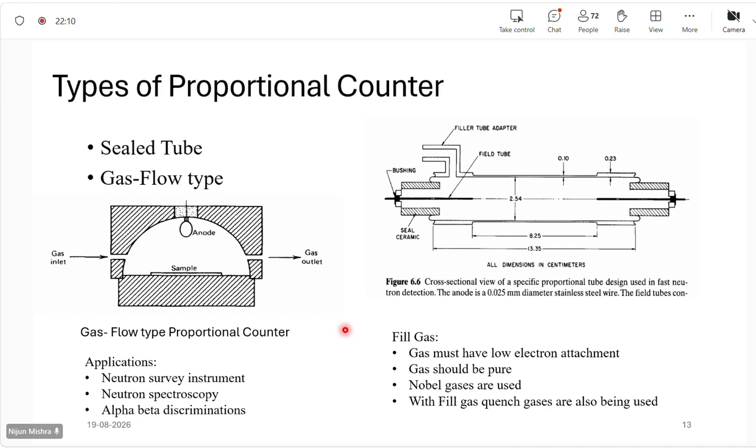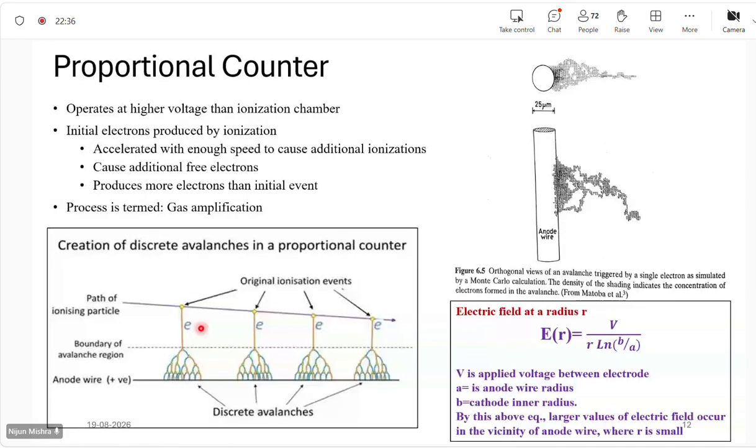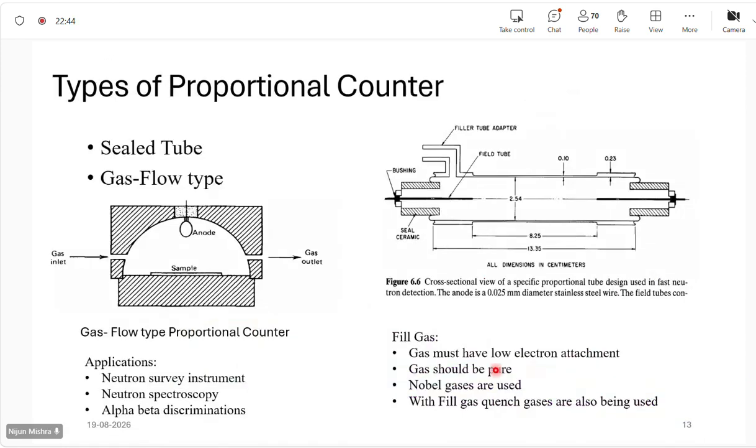surrounding our bunker. The main functions are neutron survey instrument, neutron spectroscopy, and alpha beta discrimination. In a proportional counter, we must have a fill gas inside, not like air in the case of an ionization chamber. The gas must have a low electron attachment coefficient, as these electrons are the main producers of gas multiplication. It should have a low electron attachment capability. This fill gas should be pure. Noble gases are normally used. With the fill gas, quench gases are also used.